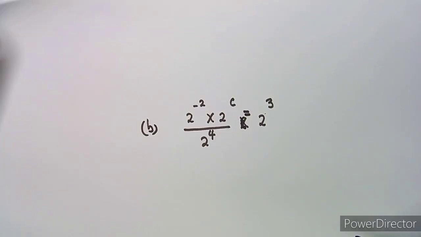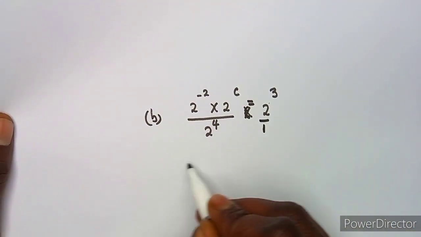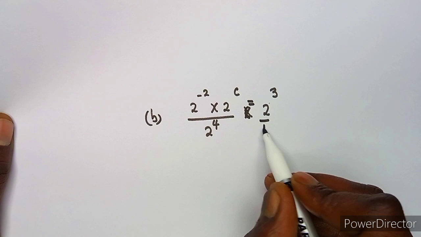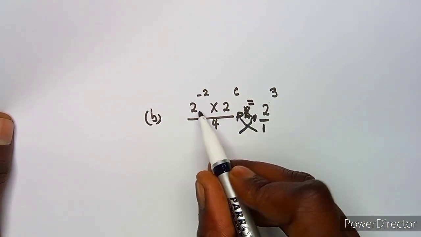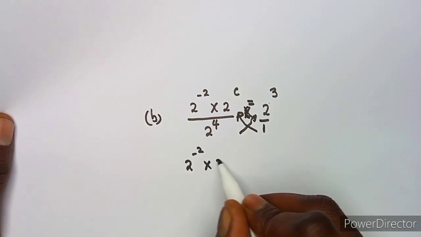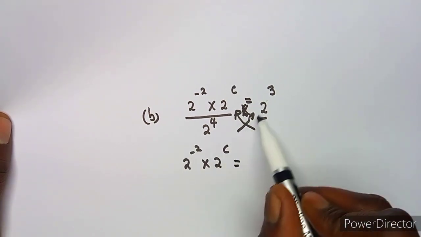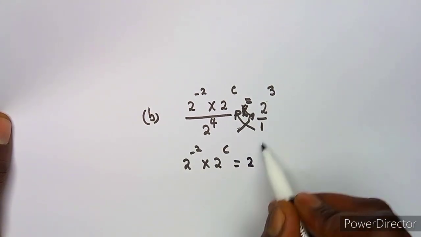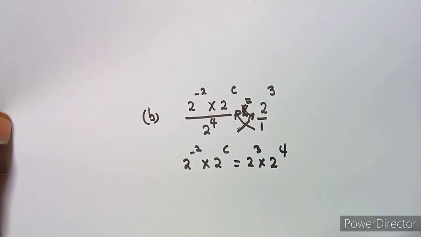All right. So this is what I'm going to do. I can actually cross multiply, okay, so that I can get rid of the fraction. So this is going to multiply this. This is going to multiply this. So 1 times this. This one does not change. 2 to the exponent of minus 2 times 2 to the exponent of C does not change, which is going to give us, if I cross multiply here, I'm going to be left with 2 to the exponent of 3 times 2 to the exponent of 4.